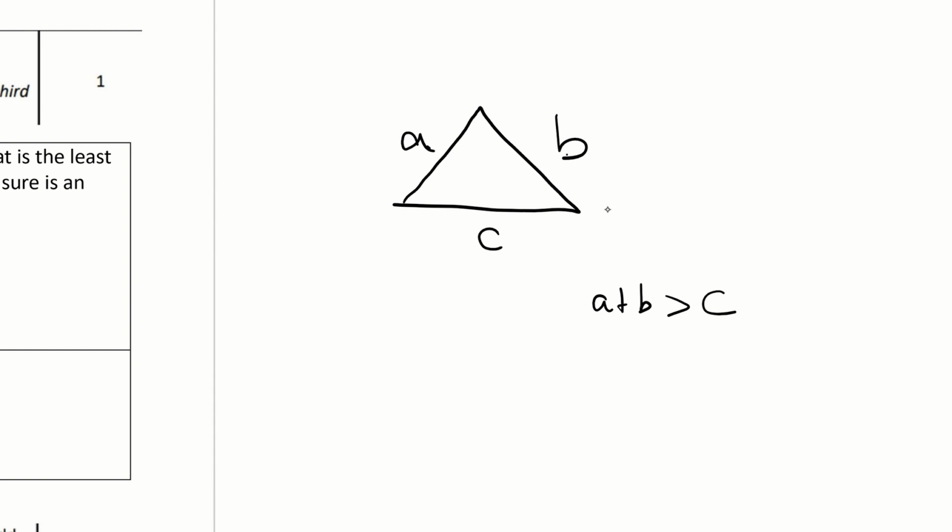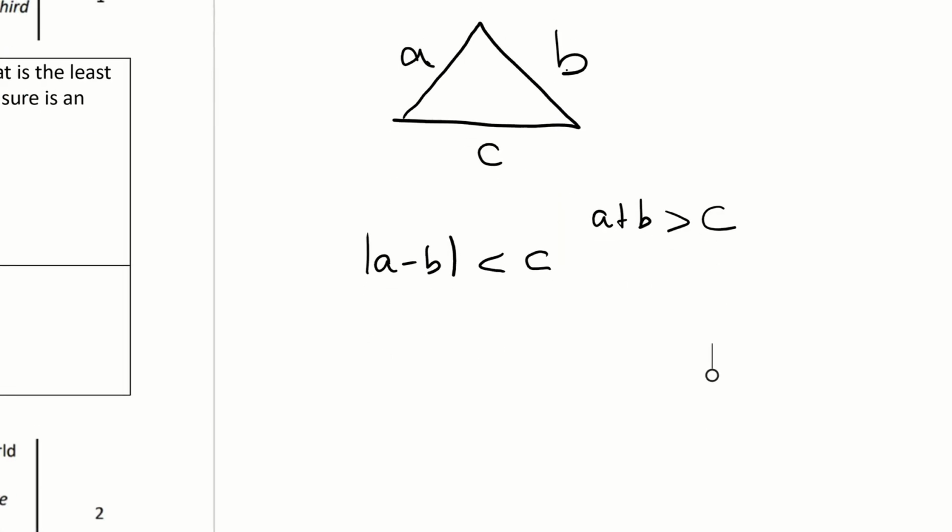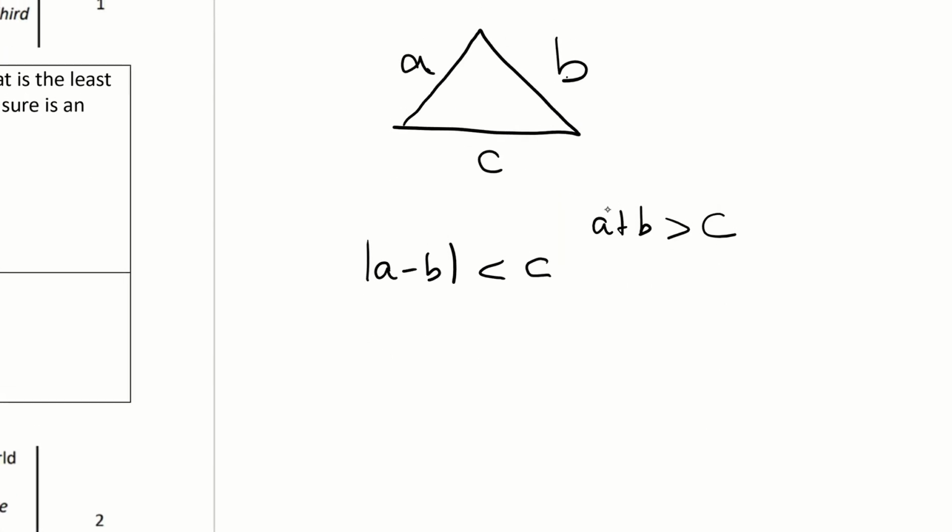In addition, it also says that if I take the difference of A and B, so A minus B, with absolute value just in case A is smaller than B, then this is always going to be less than C, the third side. So if I put these together, I can say that C has to be greater than the absolute value of A minus B, but less than A plus B. So C is between these two quantities. This is the inequality.